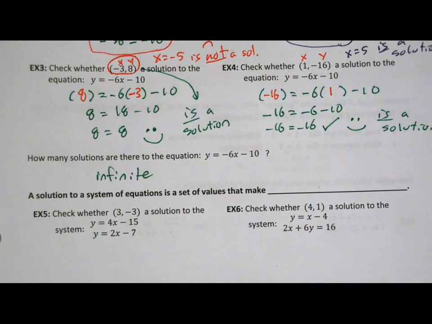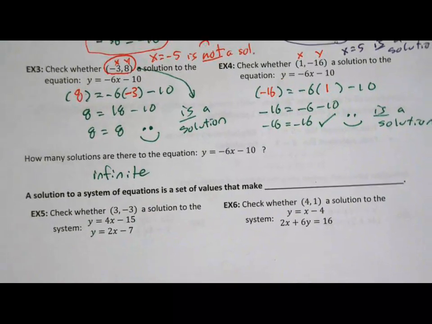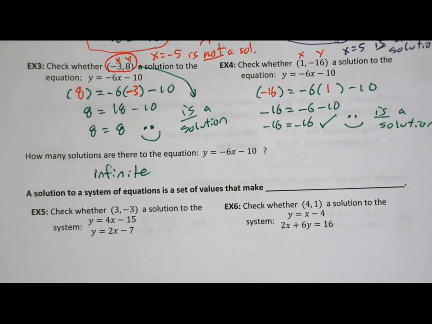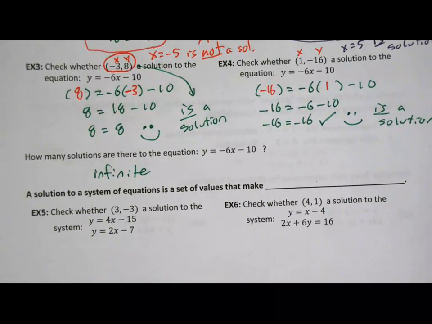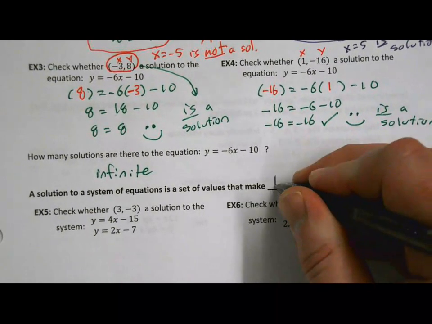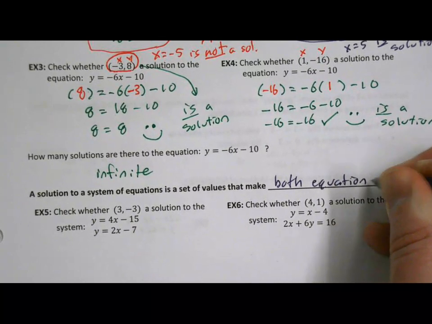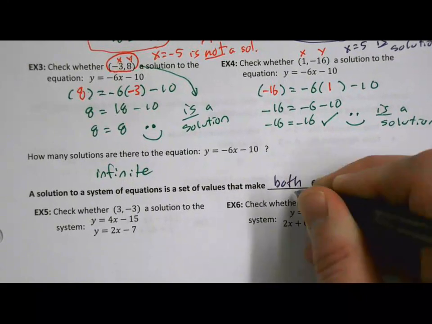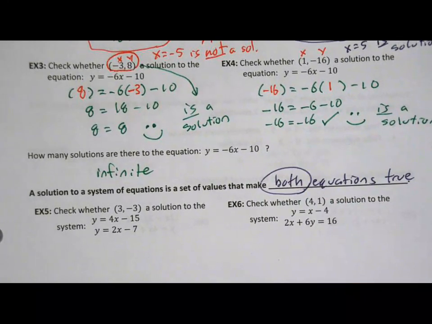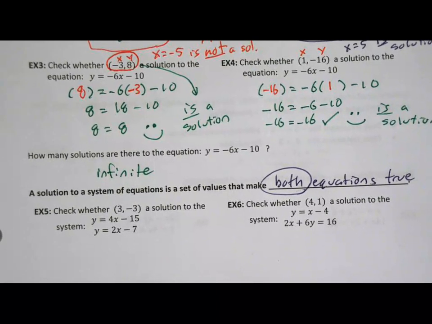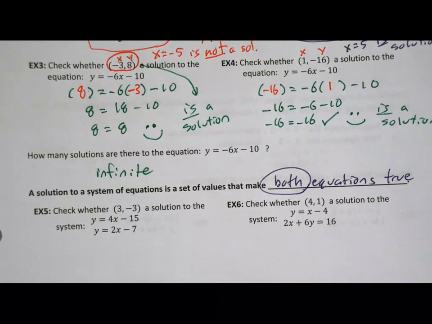So when we're dealing with a system of equations, what we've got to find is a solution that makes both equations true. All right, we're going to do example 5 and example 6, and then we're going to be done for the day, and we'll start on our assignment.